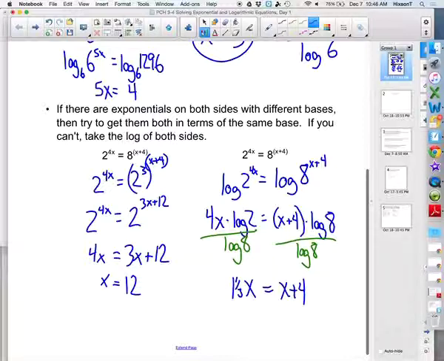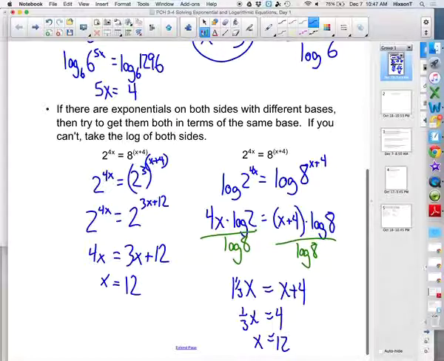Did that come out right? Yes. All right. So then I subtract x. I've got 1/3 x equals 4, and that means x equals 12 again. You get the same answer either way, but sometimes you'll have to use this strategy here to get there.